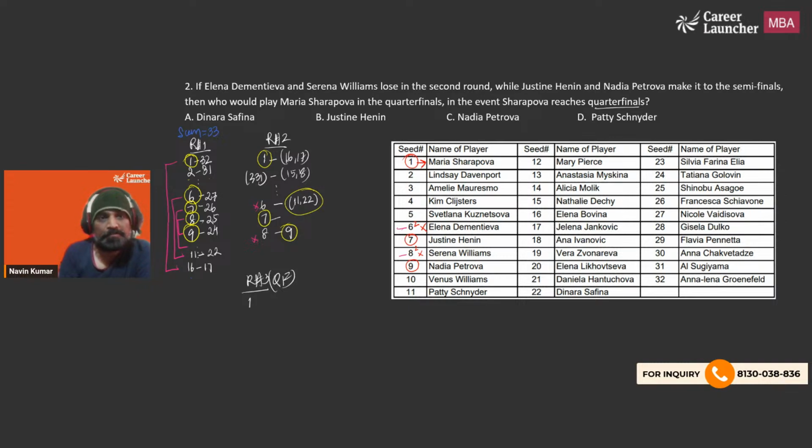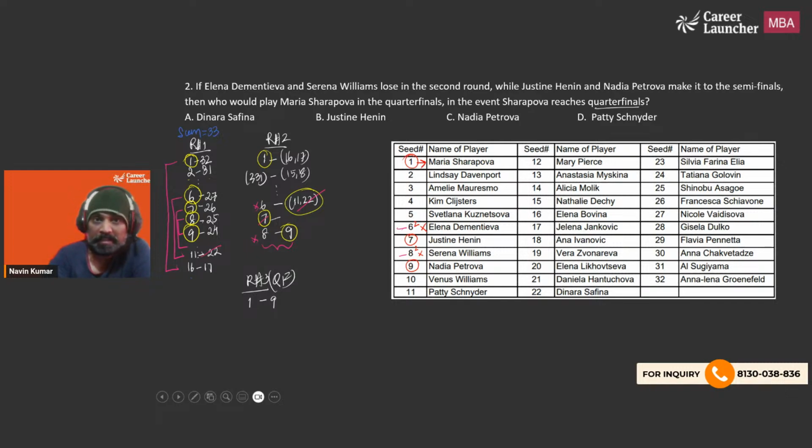In quarterfinals, the winner of the first match, which is 1, is going to play against the winner of the last match, which is seed number 9. So this is all we need. Basically, this part was not required for us to calculate. Seed number 7 was irrelevant. We only needed who's going to win in the 8th match of round number 2. So in the 8th match of round number 2, seed number 9, which is Nadia, she wins.